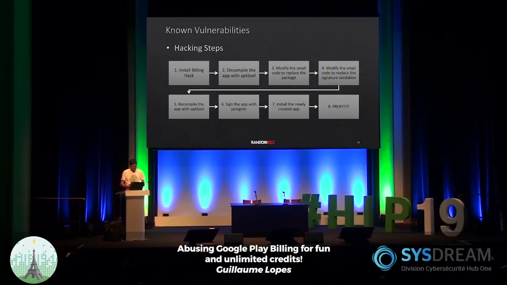So hacking steps, if you want to do that, it's pretty simple. Use the billing hack provided by Dominik. The proof of concept is still available on GitHub. You have it on my slides in the references at the end. You decompile the application, for instance, with apktool. You modify the bytecode to replace the package with the billing hack application. You modify the signature validation to return always true, recompile the application, install it on your device, and that's it.